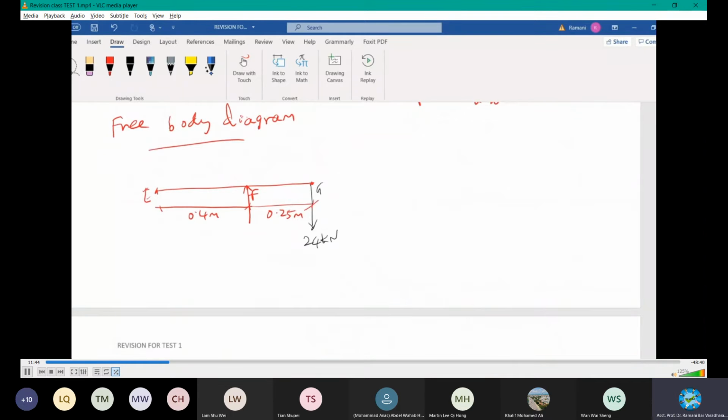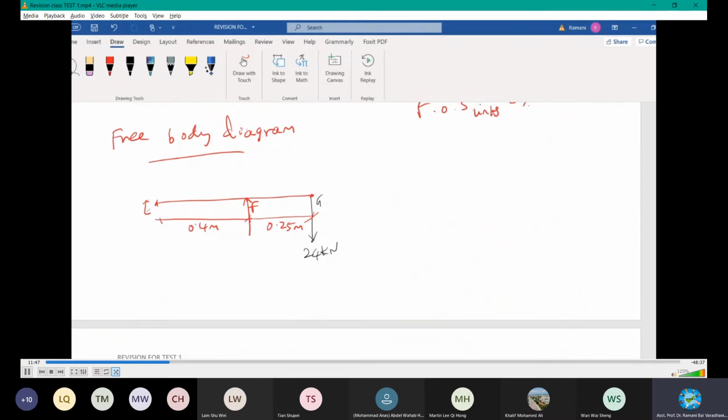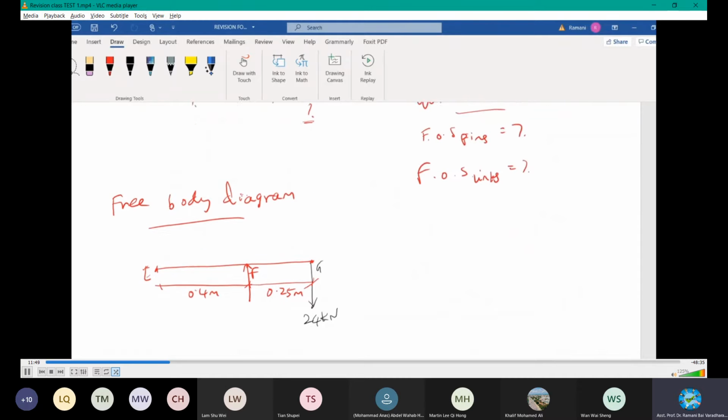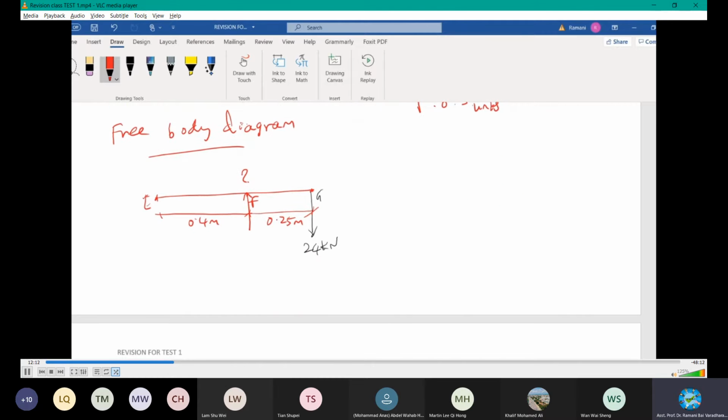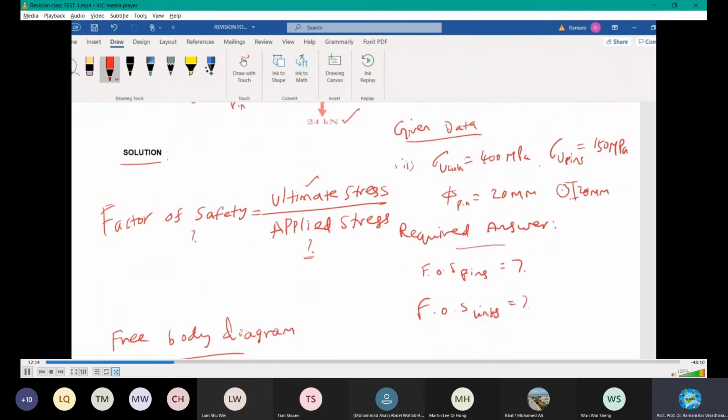And then let's find out the reaction, right? We need to find out the reaction because we just have the loading. We want to find out the stress at this point. Hence, I need to know the loading at this point. If I know how much it is reacting, then I can calculate the distribution of the stress at F so that I can find the factor of safety at F. These are the unknowns here. Okay.